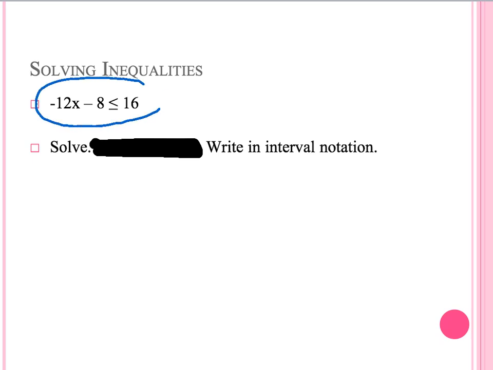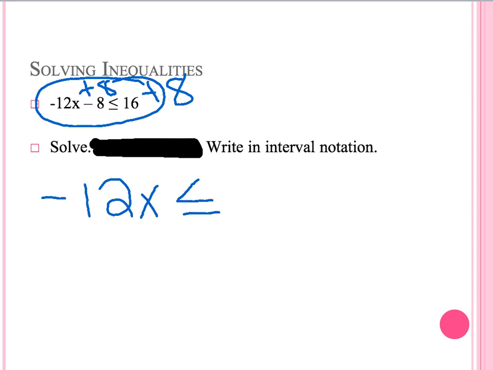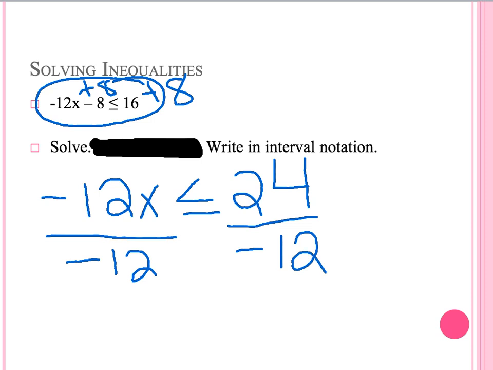We will now solve an inequality. Our first step to isolate our variable x will be to add 8 to both sides, leaving us with -12x is less than or equal to 16 plus 8, which is 24. Our next step will be to divide both sides by -12. The -12's on the left will divide to 1, and we will be left with x is less than or equal to 24 divided by -12, which we know is -2.